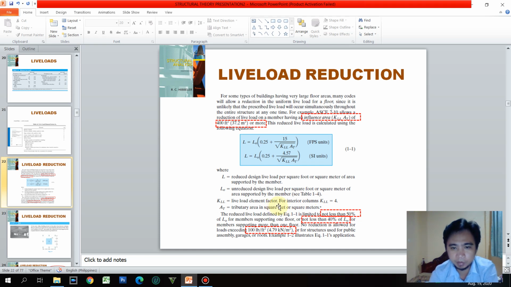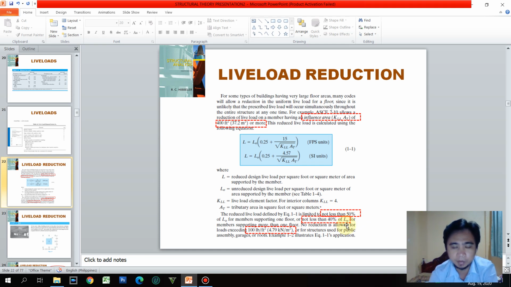KLL is the live load element factor for interior columns. KLL is equal to 4. And then 80 here is the tributary area in square meter. Again, we would like to emphasize that the reduced live load should not be less than 50%, nor less than 40% of the original live load.